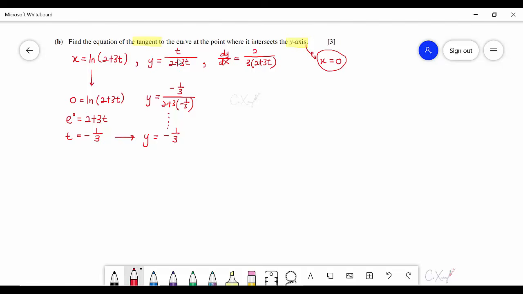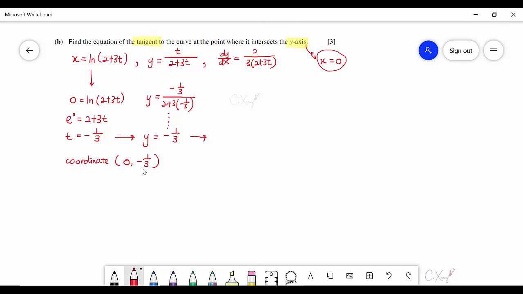Okay, all right. So now what is the coordinate? Coordinate of the point is actually x and y. So don't be confused with the t here. For the coordinate, it will be 0 and also negative 1 over 3. So actually what they want is for you to find the equation of the tangent at this particular point. Okay, then after that, you get the coordinate already.